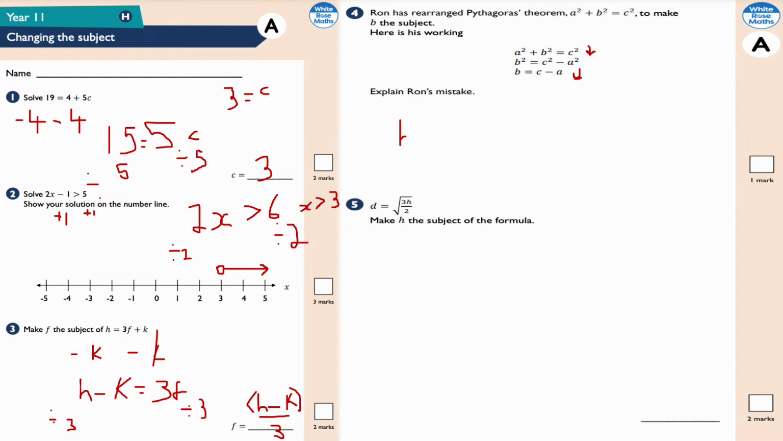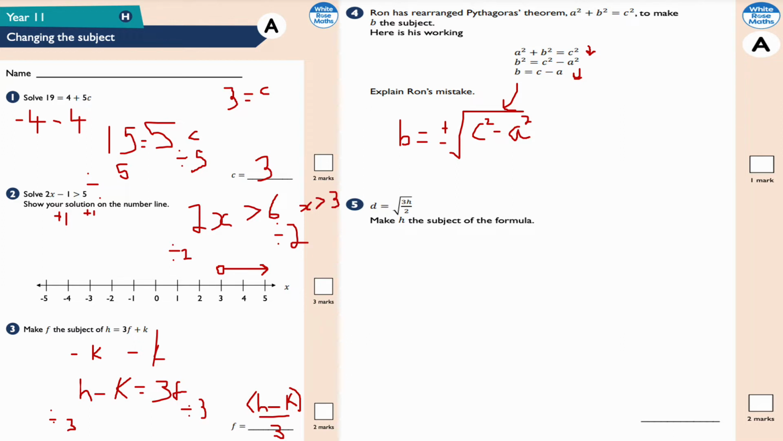So it should be b is equal to plus or minus the square root of c squared minus a squared. Now, I can't separate that into plus and minus root of c squared plus or minus the square root of minus a squared. So here, it should have been this step actually rather than that step, because it's a square root of the whole thing. I can't separate c squared and minus a squared.